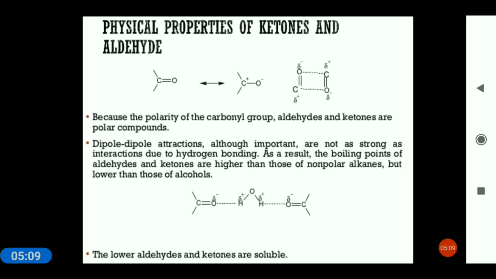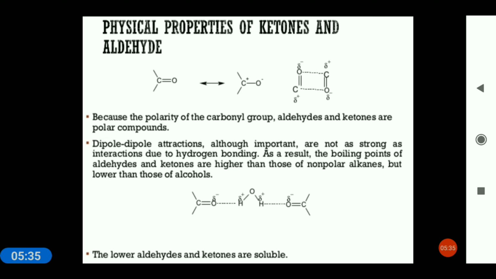Now the physical properties of ketones and aldehydes. Because of the polarity of carbonyl groups, aldehydes and ketones are polar compounds. Dipole-dipole attractions, although important, are not as strong as the interaction due to hydrogen bonding. As a result, boiling points of the aldehydes and ketones are higher than those of the non-polar alkanes, but lower than the alcohols.